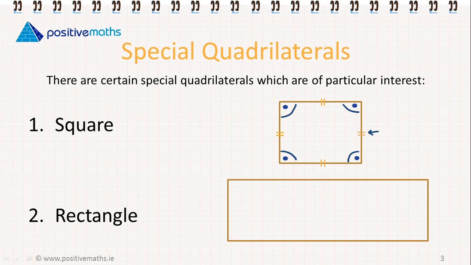So let's look at the rectangle. The opposite sides are equal in length, so the top and the bottom are marked with two dashes. Again, all four angles in the rectangle are equal to 90 degrees.